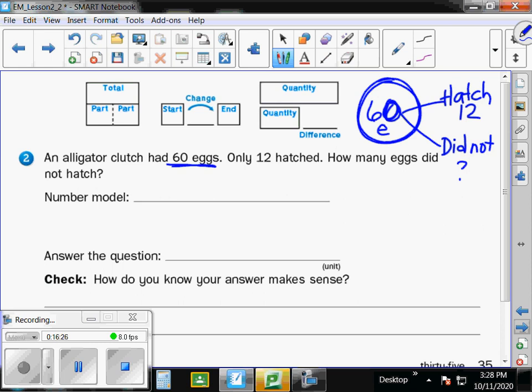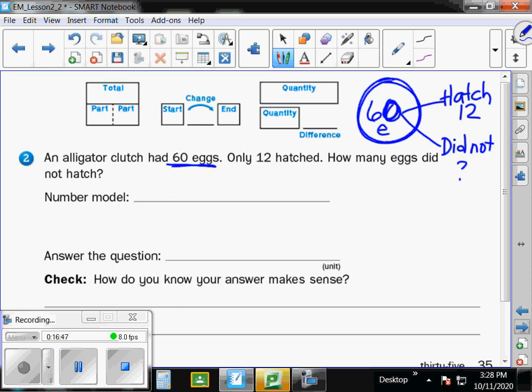Guys, if I know how many eggs I have and some of them hatched and I want to know how many didn't, what kind of math am I doing? You can pause the video if you want, kind of think about it, maybe even try to work out the problem and then restart the video.